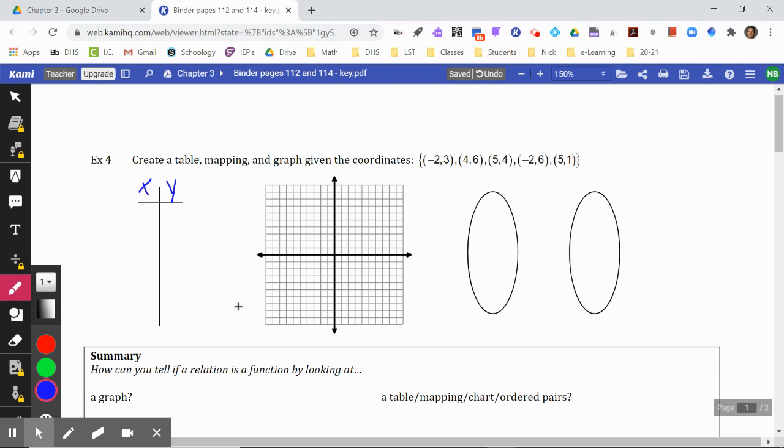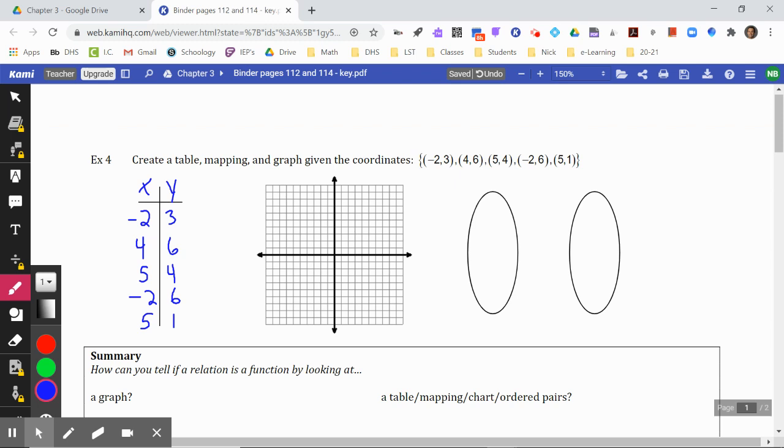We're going to take that first ordered pair, -2, 3. Our second ordered pair is 4, 6. We have 5, 4, -2, 6, and 5, 1, right? We're going to just list them in the same exact order as they are in our coordinates, all right?